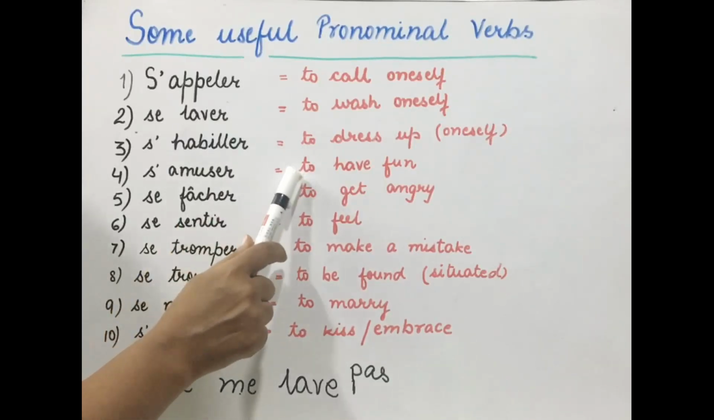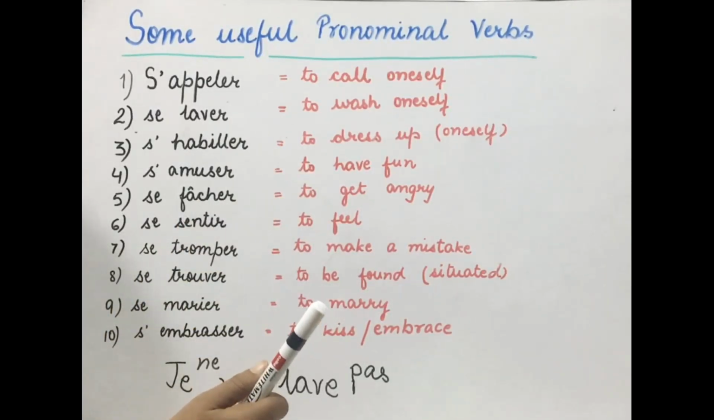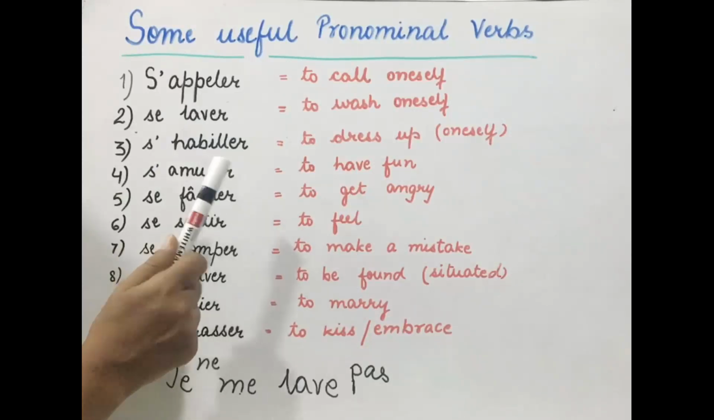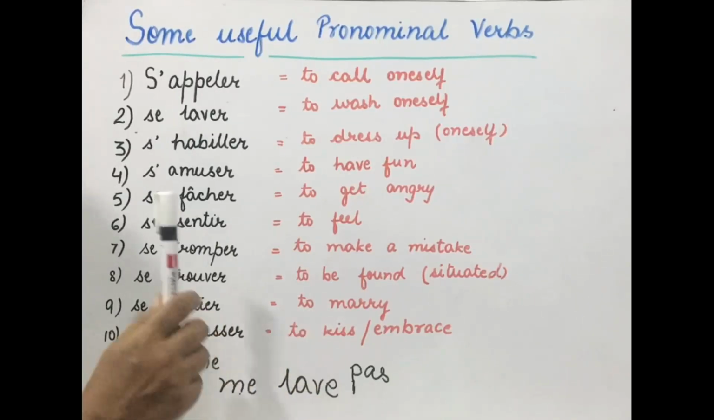S'amuser. S'amuser is to have fun. Okay. So je m'amuse les weekends. So this is to have fun. Or je m'amuse avec mes amis. I have fun with my friends.